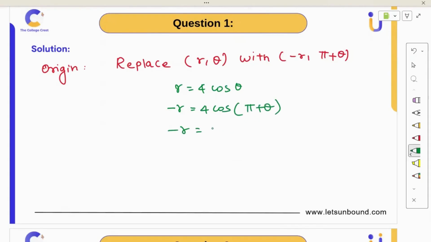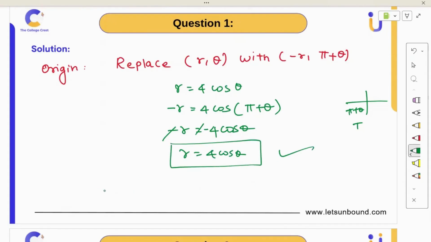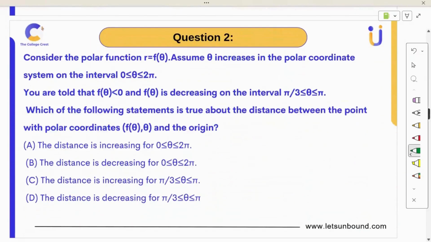And solve for it. Minus r is 4 cos of pi plus theta. So pi plus theta is in the third quadrant, where tangent is positive, so cos will be negative. So negative cos theta. Okay, you simplify this, you will get back the same equation. Then we say yes, there is an origin symmetry. So it's symmetric about the pole, or symmetric about the origin. It's not symmetric about the polar axis, it's symmetric about the pole, but it's not symmetric about the line theta equal to pi by 2.